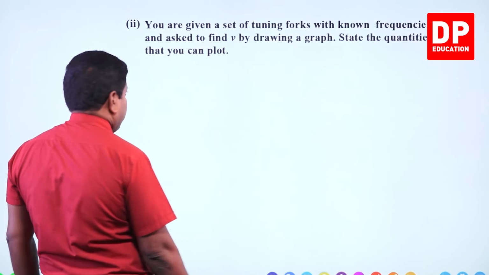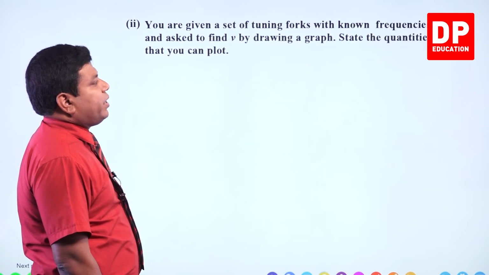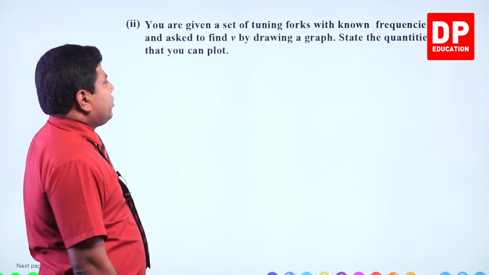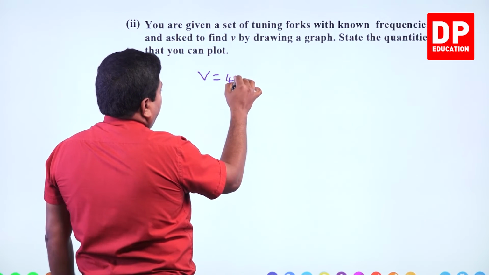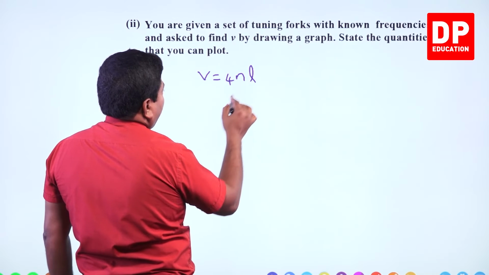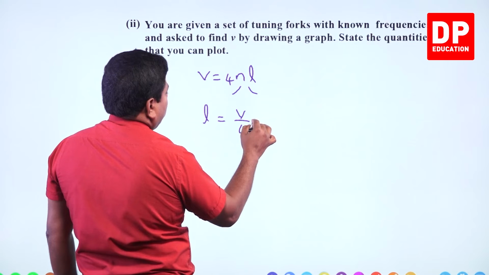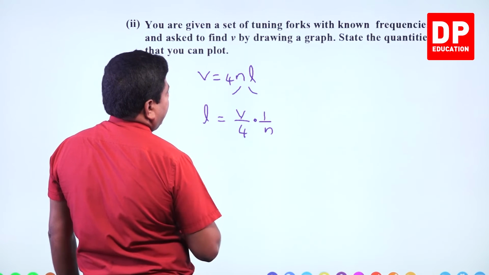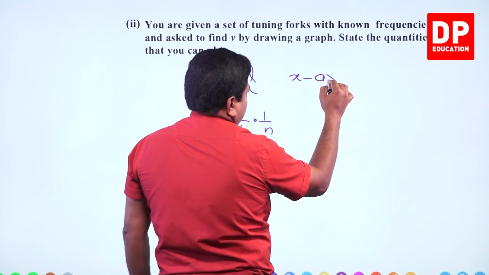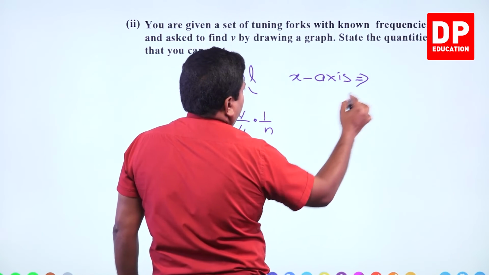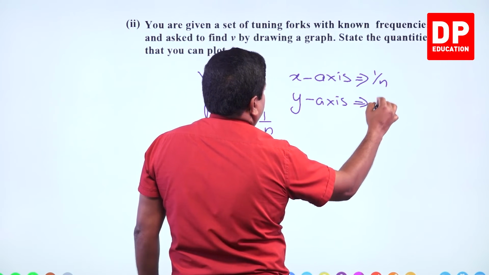Next, you are given a set of tuning forks with known frequencies and asked to find V by drawing a graph. State the quantities that you can plot. So, let us rearrange this. Now, what we have, V equals 4NL. What we can change is these two. So, we will write L equals V by 4 into 1 over N, right. So, the x-axis has to be 1 over N, the y-axis has to be L, the resonance length L.